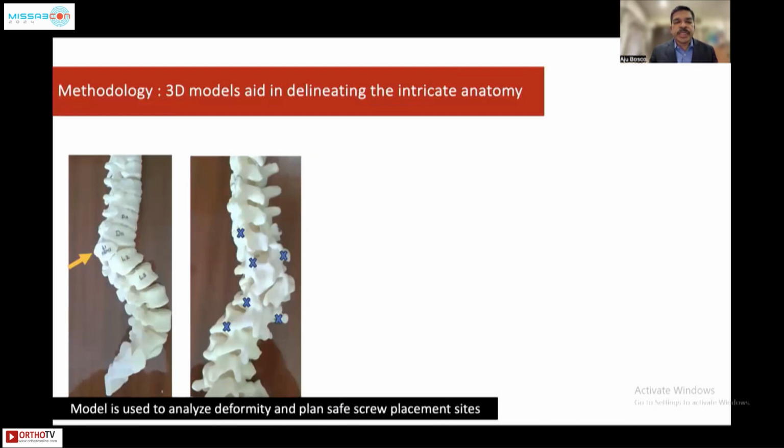As you can see, here is a case of a congenital kyphoscoliosis due to a posterior hemivertebra, where the screw insertion landmarks are dysplastic and distorted. You can see that there is a midline defect in the area of exposure, and these can be very easily identified using a 3D printed model.